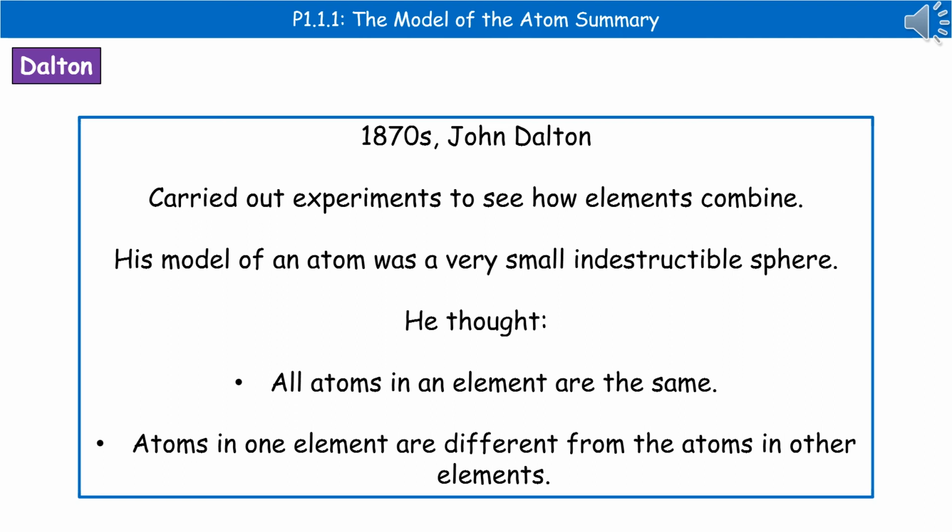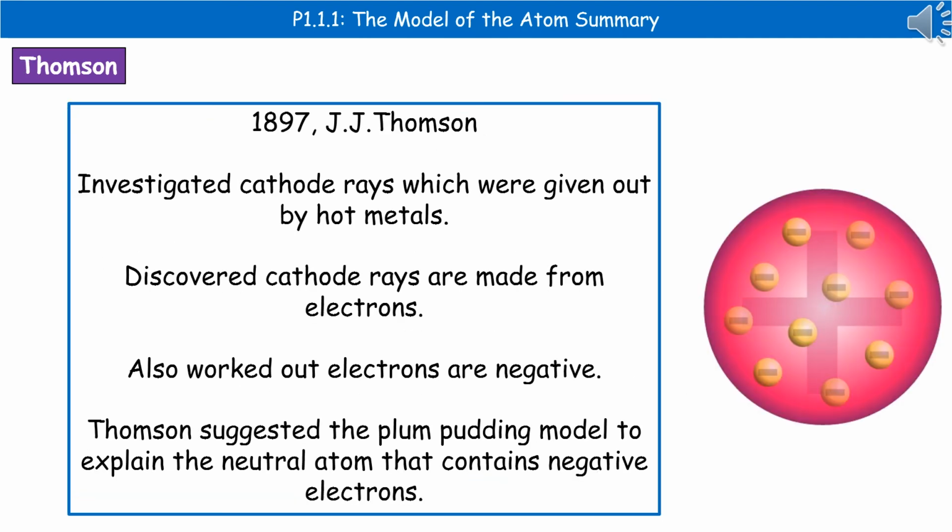He said that all atoms in an element are the same, and atoms in one element are different from atoms in other elements. The second scientist was J.J. Thomson, and he used cathode rays which were given out by hot metals. And he discovered they're made from electrons, and he worked out that these electrons are negative. So he came up with this idea of the plum pudding model to explain the neutral atom. So he said there's this positive cloud with these negative electrons embedded in it.